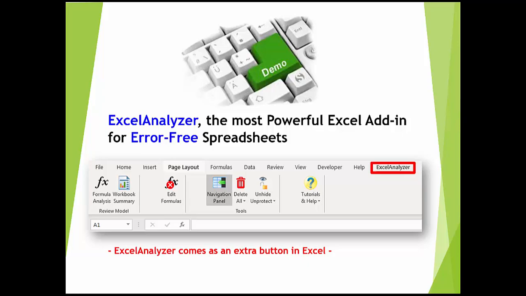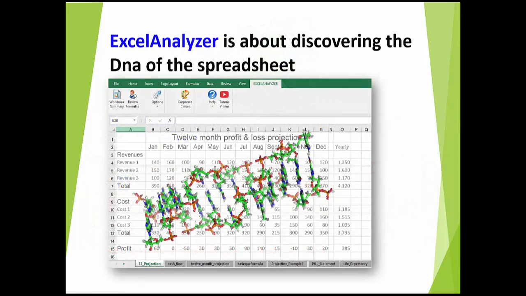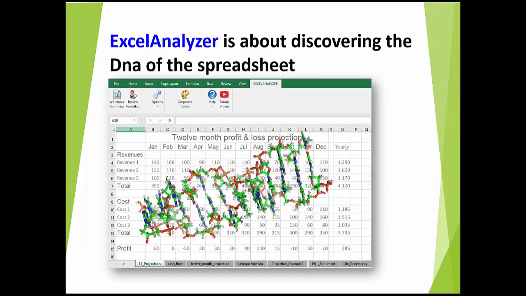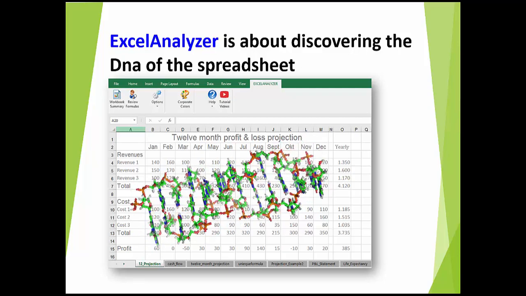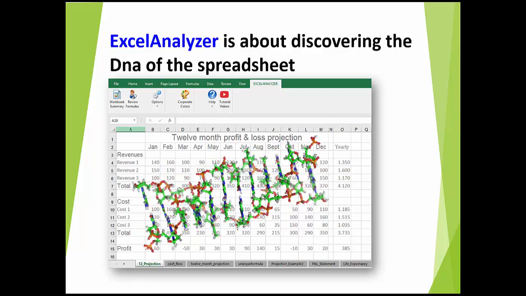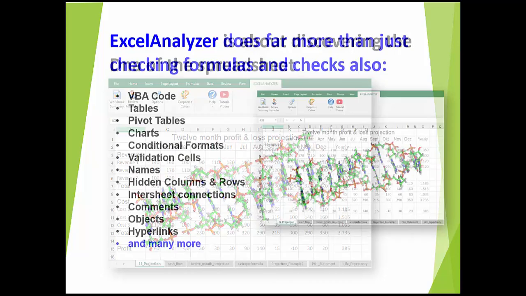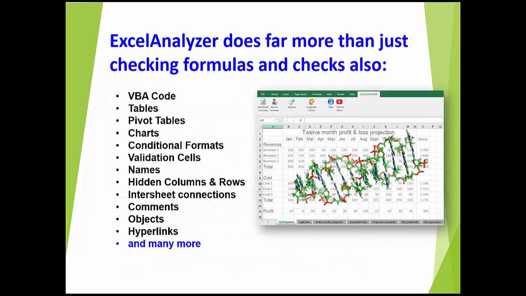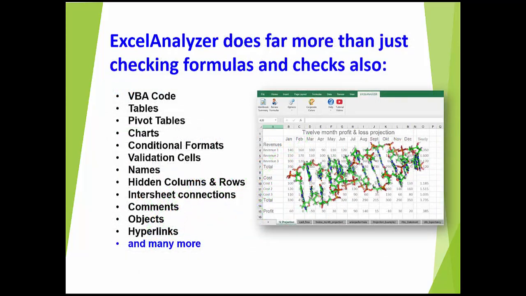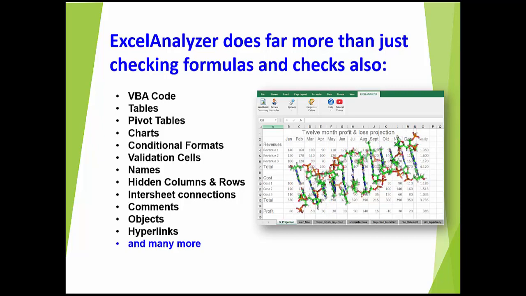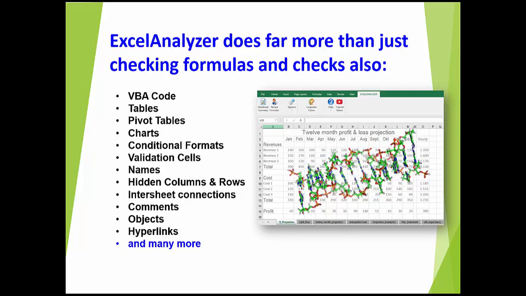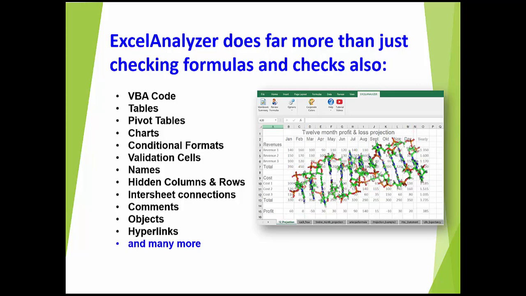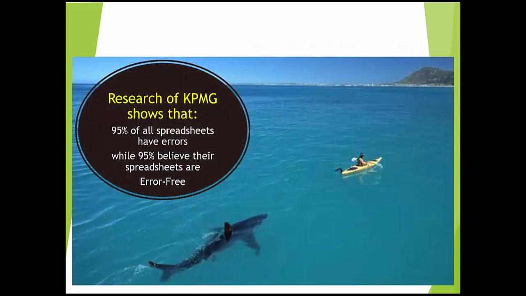ExcelAnalyzer comes as an extra button in your Excel ribbon. ExcelAnalyzer is about discovering the DNA of a spreadsheet, and it goes much further than just reviewing all used formulas in the spreadsheet. It also checks if your spreadsheet has VBA code, if it contains tables or pivot tables, charts, conditional formats, intersheet connection formulas, hidden columns and rows, and many more.